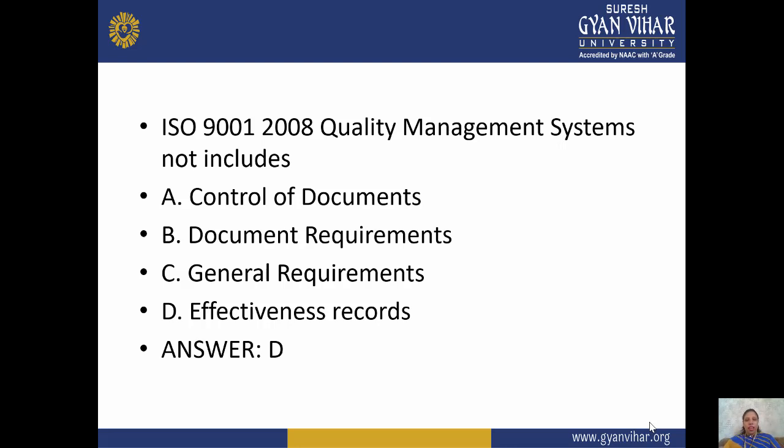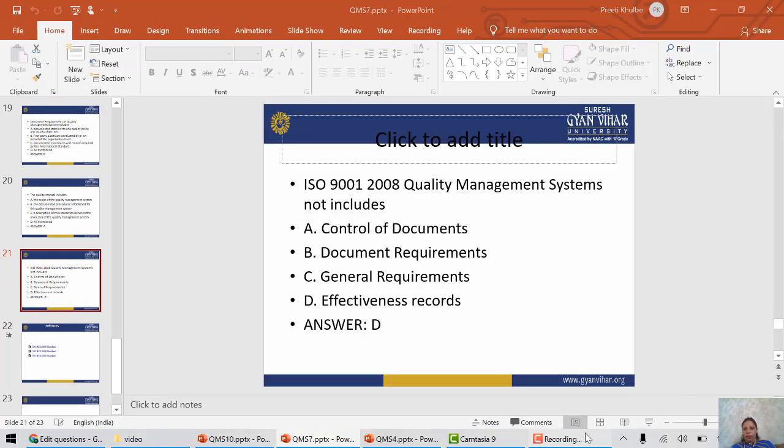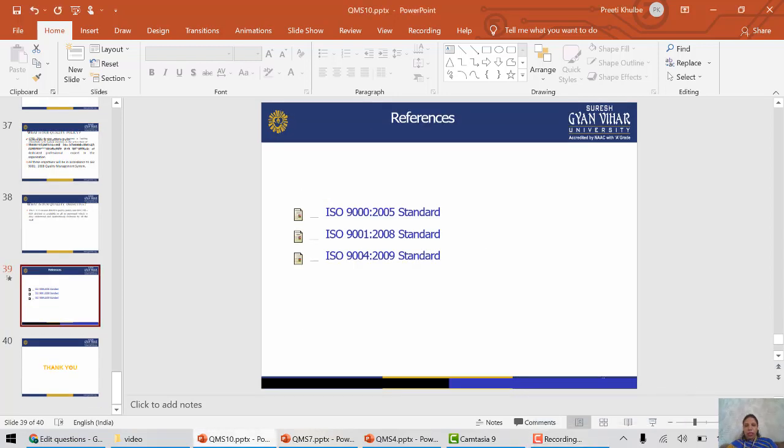Now, ISO 9001 2008 quality management system includes, not included, control of documents, document requirements, journal requirement, and effectiveness record. So answer D is correct. That is, ISO 9001 2008 quality management system does not include the effectiveness record. It includes all like control of documents, document requirements, journal requirements, etc. These are the references related to this.